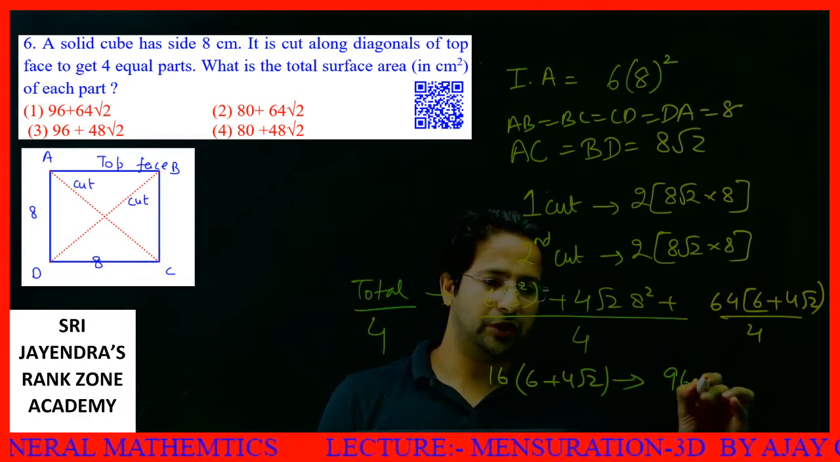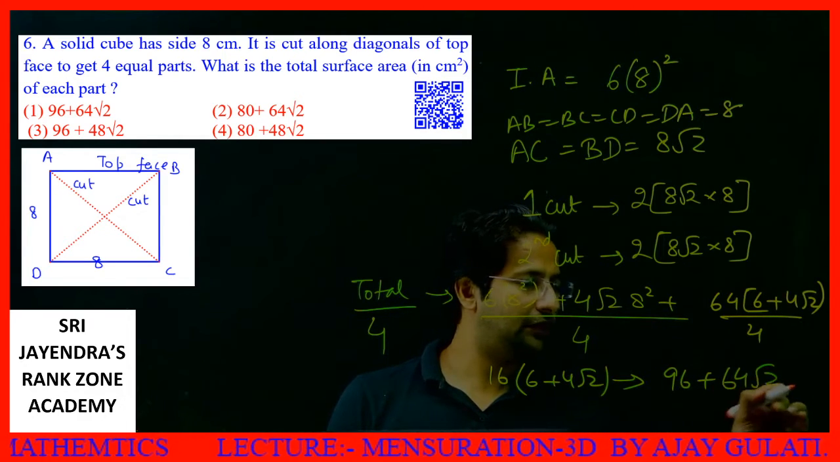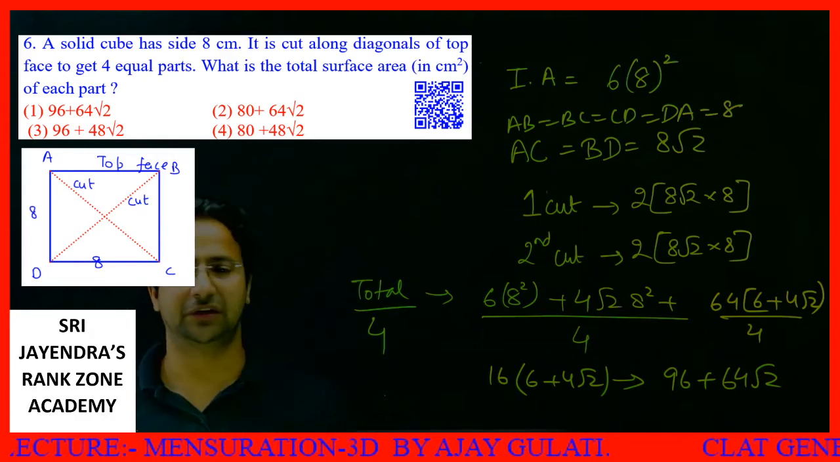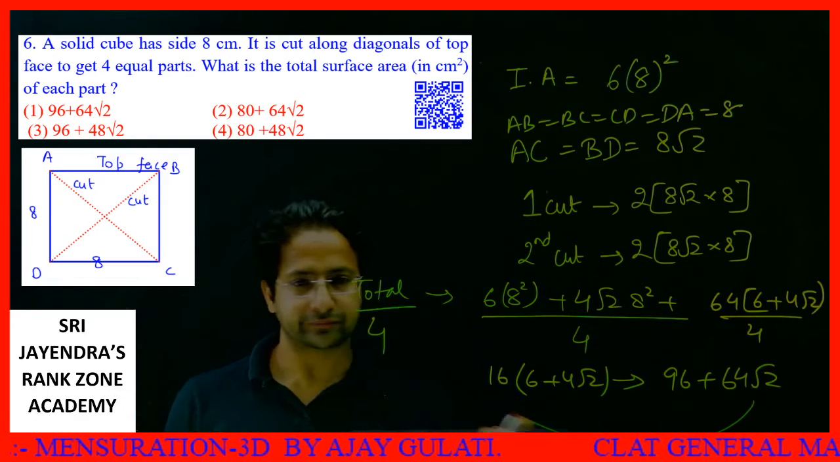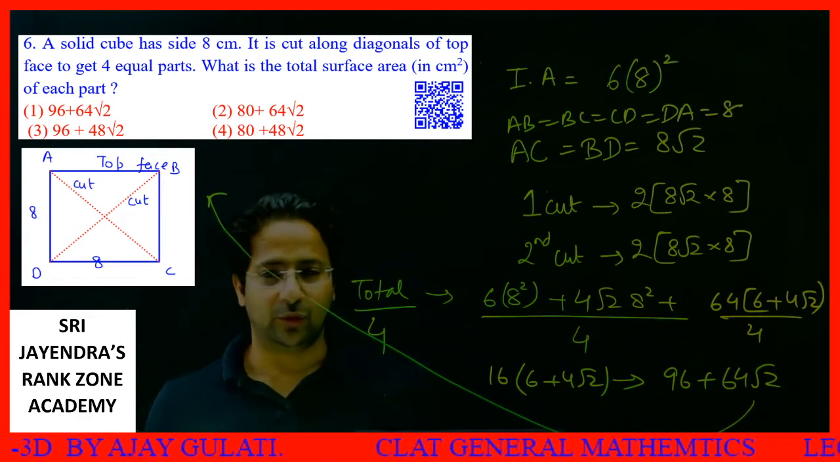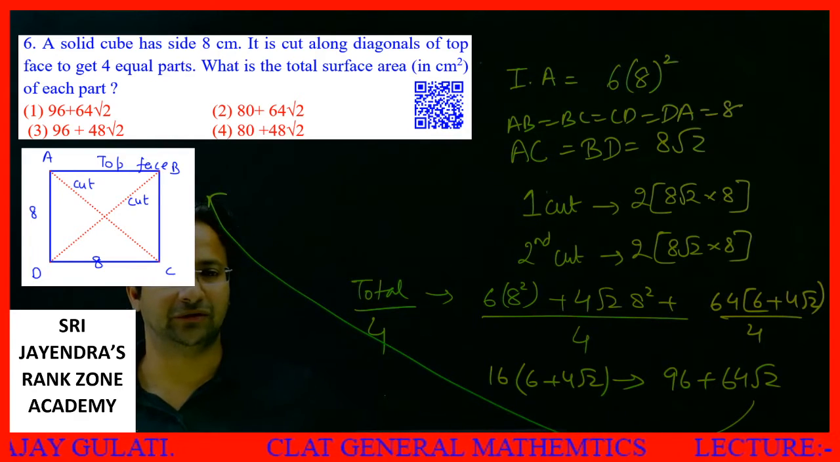Oh my dear god, please bless me. Let it not be wrong. Otherwise, do I have some option? Yes, 96 plus 64 root 2. Yes, this is the answer. Had it not been the answer, anyways, you would have been making fun of me. Fine, so you got it.